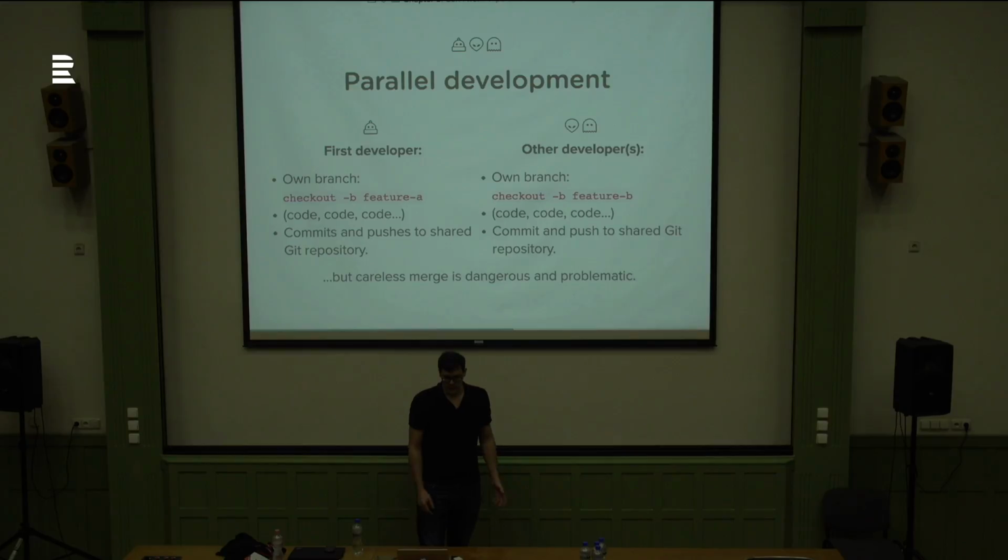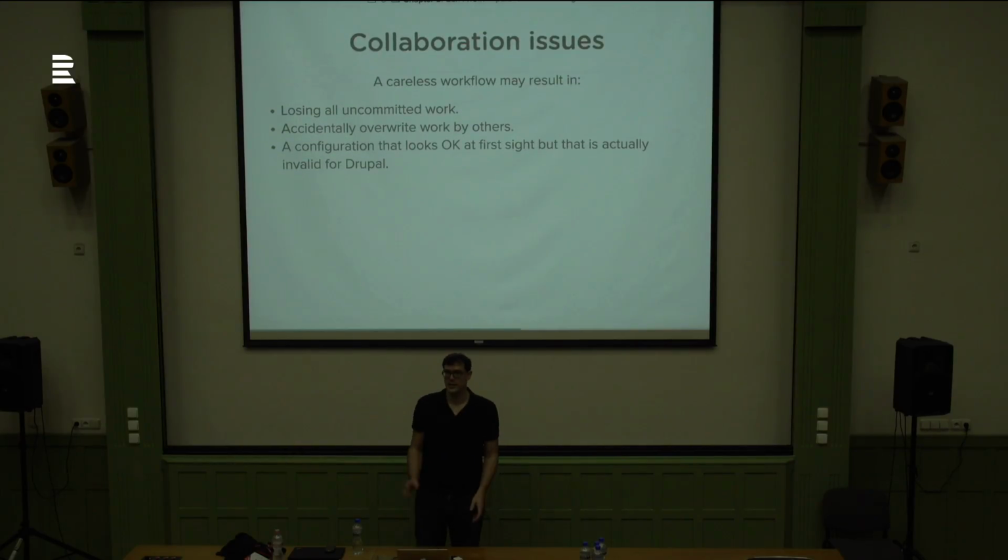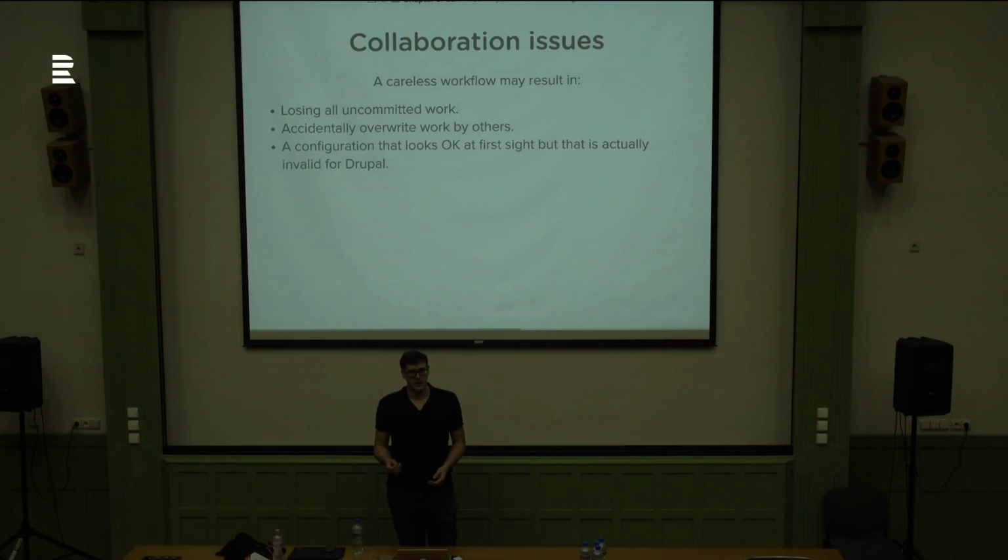Then you check out the branch, you commit and push, and everybody does the same. And of course, branching is easy, but then when you merge, it gets difficult and sometimes dangerous or problematic. There are a couple of things that you need to keep in mind to do in the right order to be on the safe side. And we will see a couple of interesting situations.